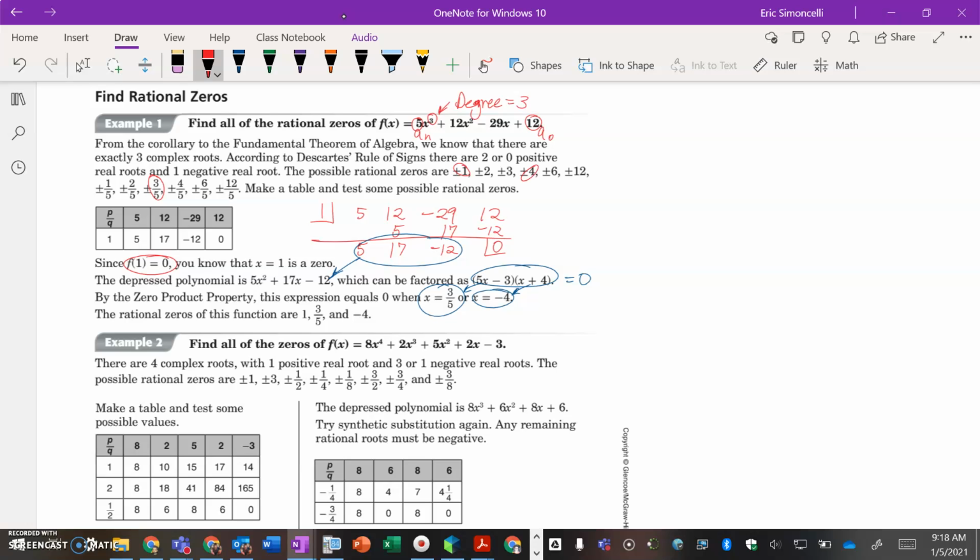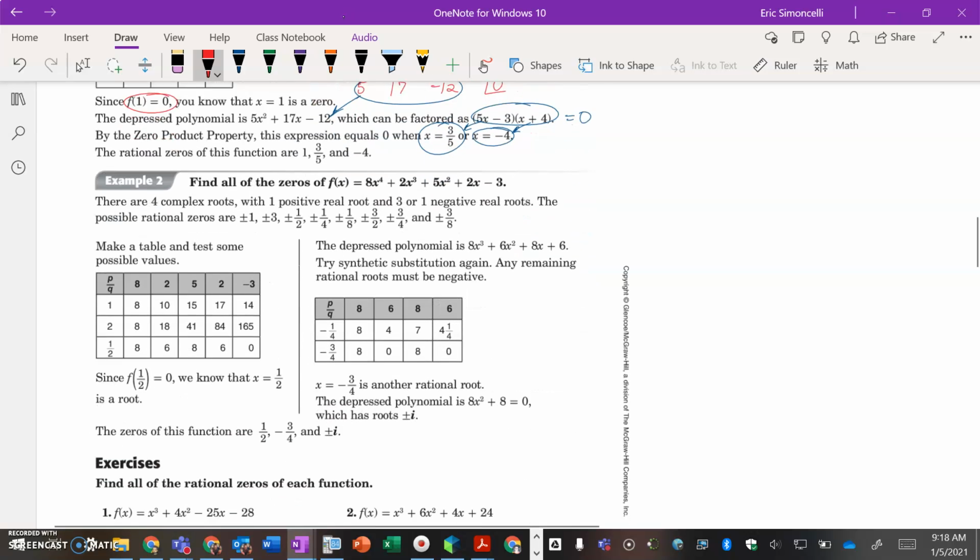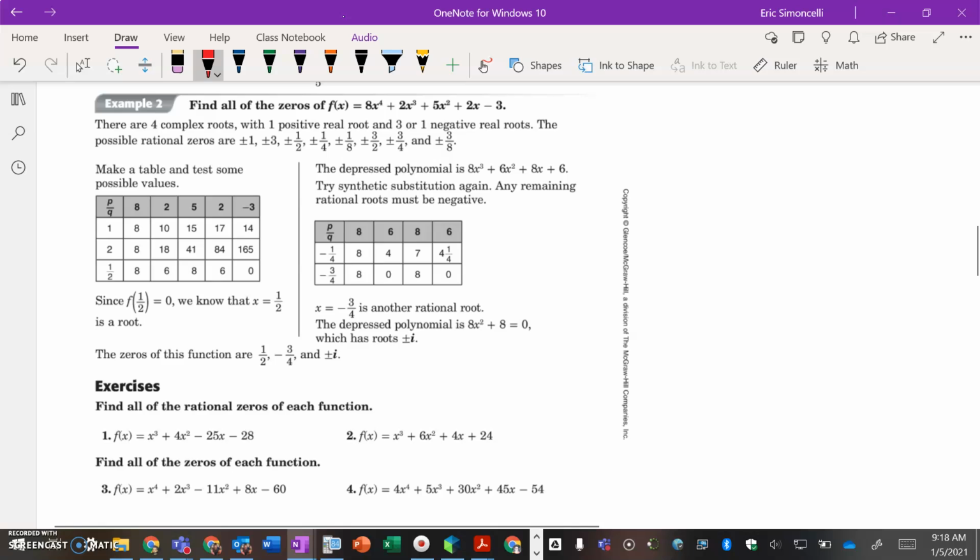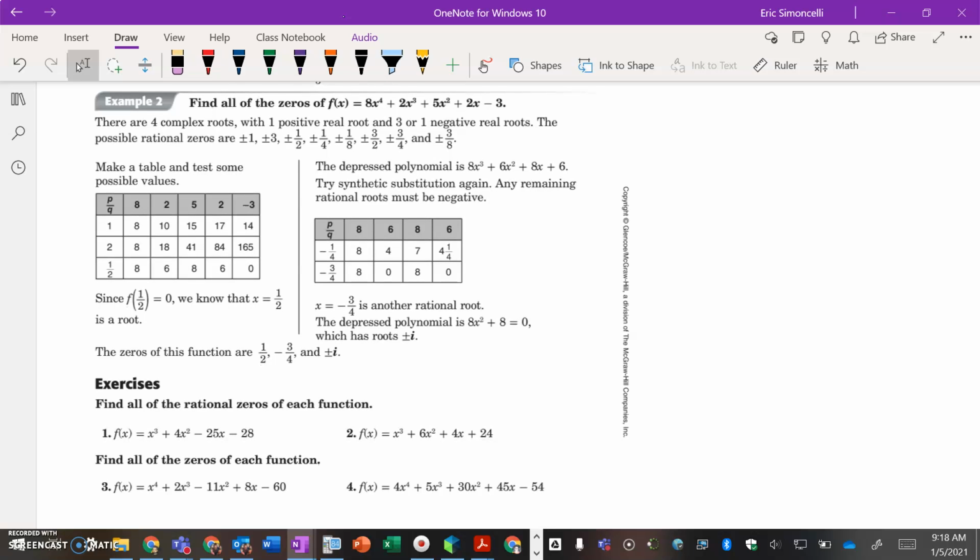Synthetic division should still be established when you're doing these problems, so please do that when you're doing that type of analysis. Example 2, I ask that you try that on your own and make sure that you compare your version to the notes that I complete at a later time.